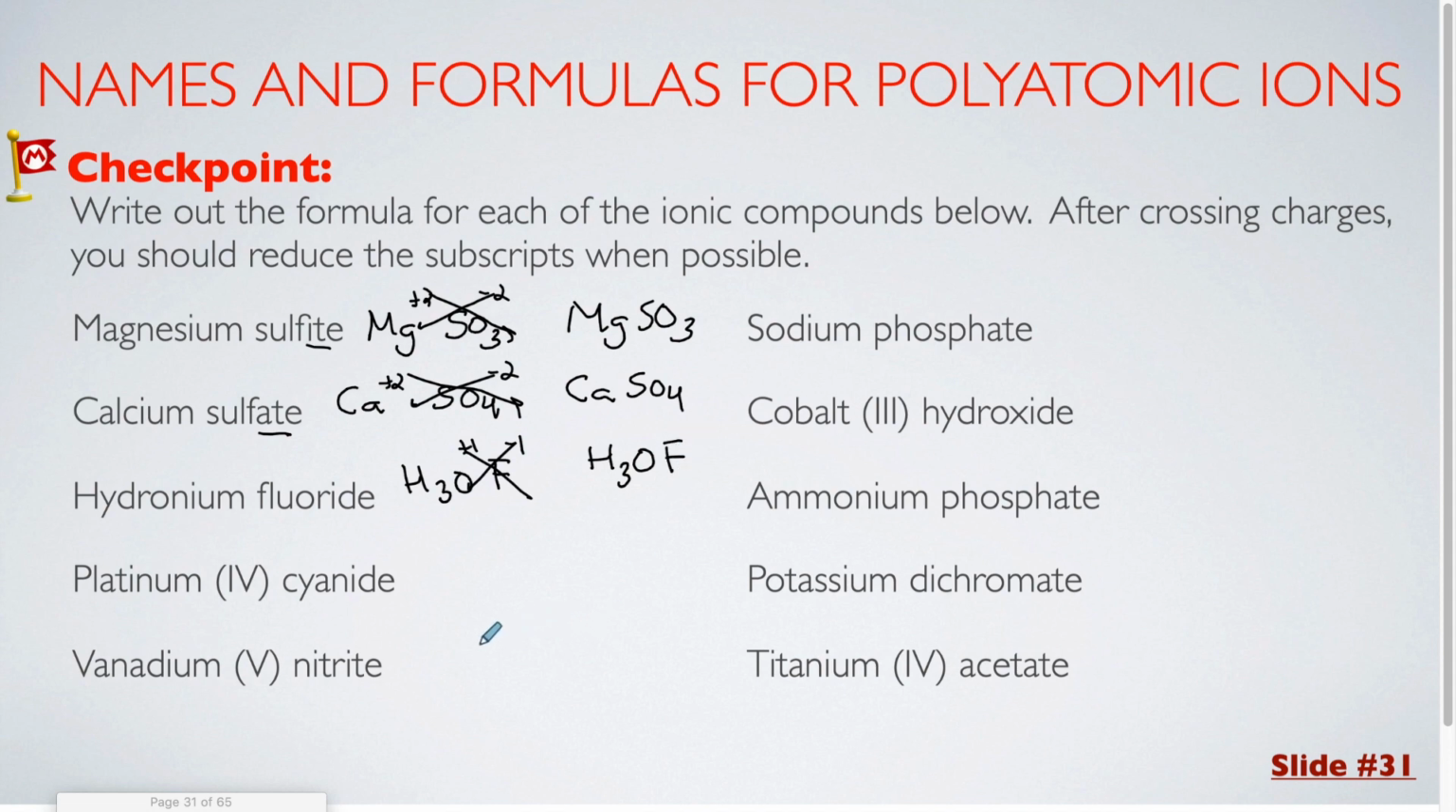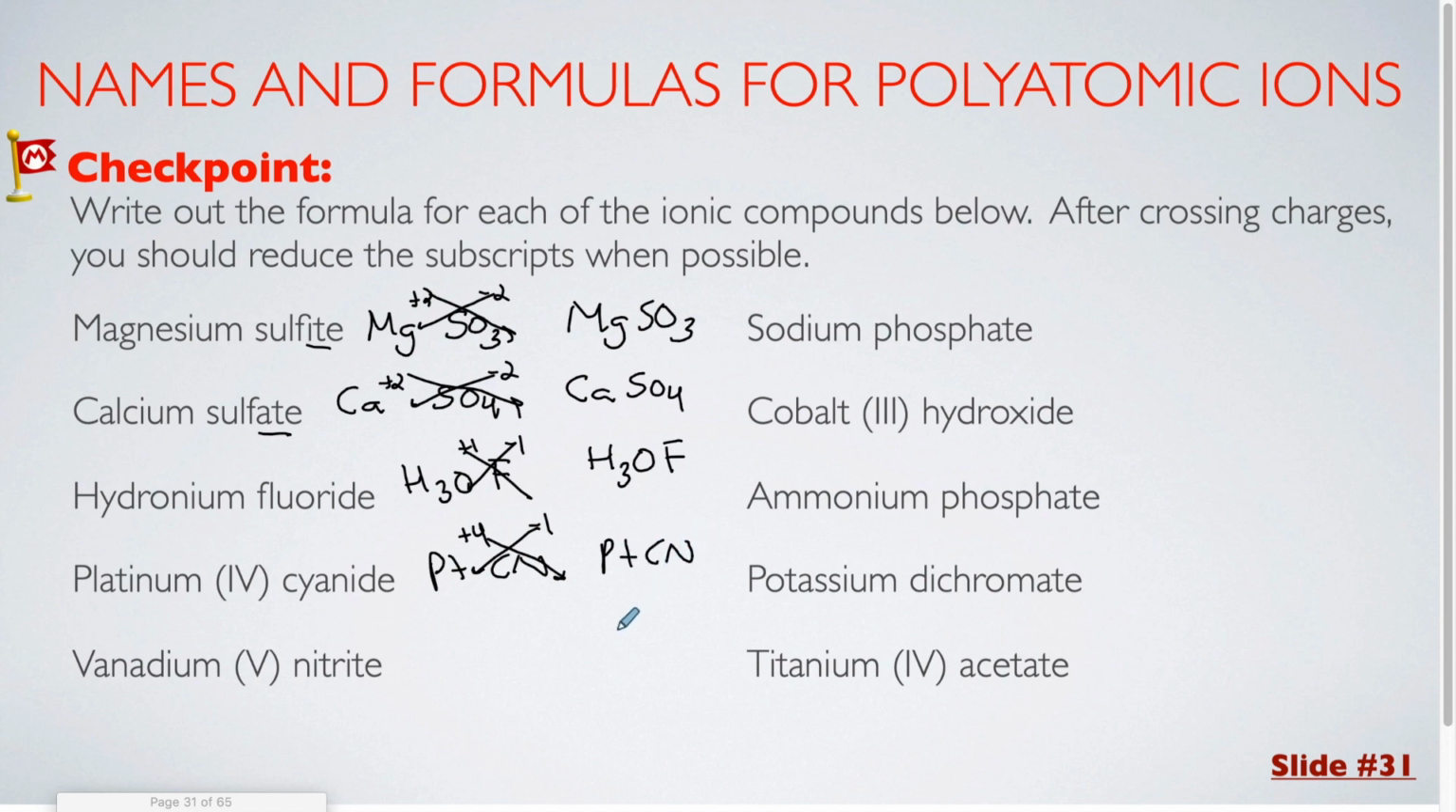Next up, we have platinum(IV) cyanide. This time, the charge of the platinum is given because platinum has more than one potential charge, so we're being told which one to use. Cyanide is a polyatomic ion made of carbon and nitrogen. Together, they have a -1 charge. When these two values crisscross down, I am now going to have 1 platinum and 4 of my cyanides.